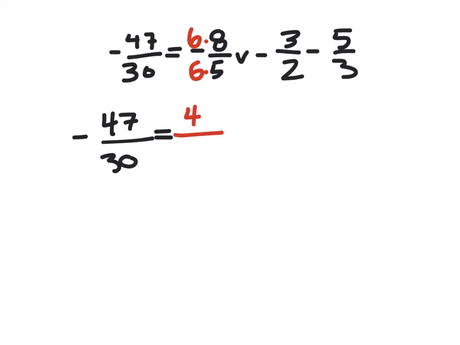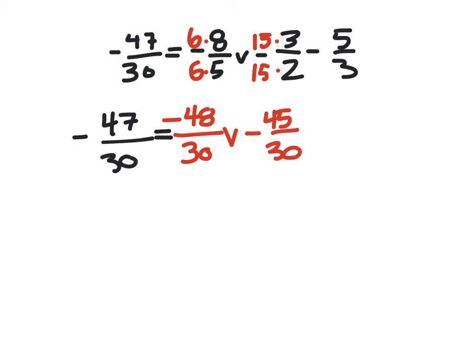So now this is negative 48, 30ths v. And then our next term, 3 over 2, but I want that denominator to be 30 as well. So I'd have to multiply the 2 by 15, so the 3 by 15 as well, which would make that negative 45/30ths. And then the 3, just multiply that by 10, so the 5 by 10 as well, making that negative 50/30ths.